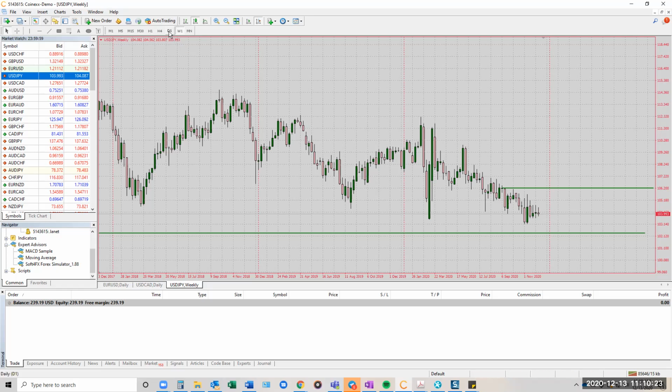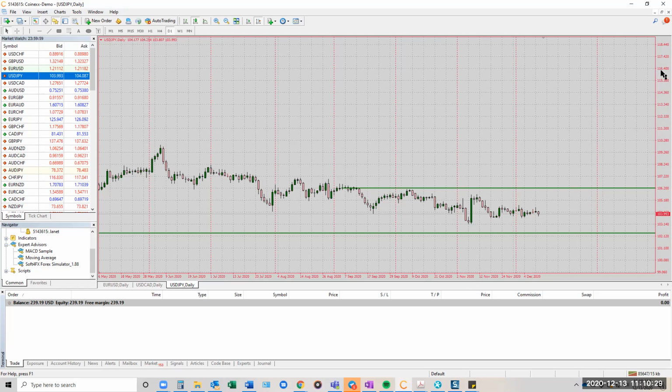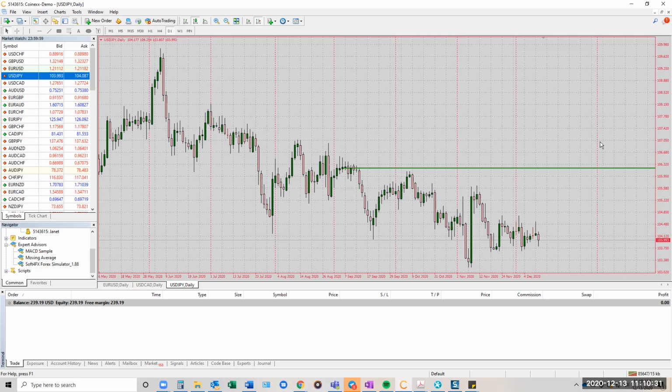Let's jump over to the daily and see what we see over here. Get to the end of the chart. Load this baby up. So again, I am seeing some dip, dip, dip, dip, dip. So let's go ahead and drop some trend lines in here real quick, and I'll be right back.